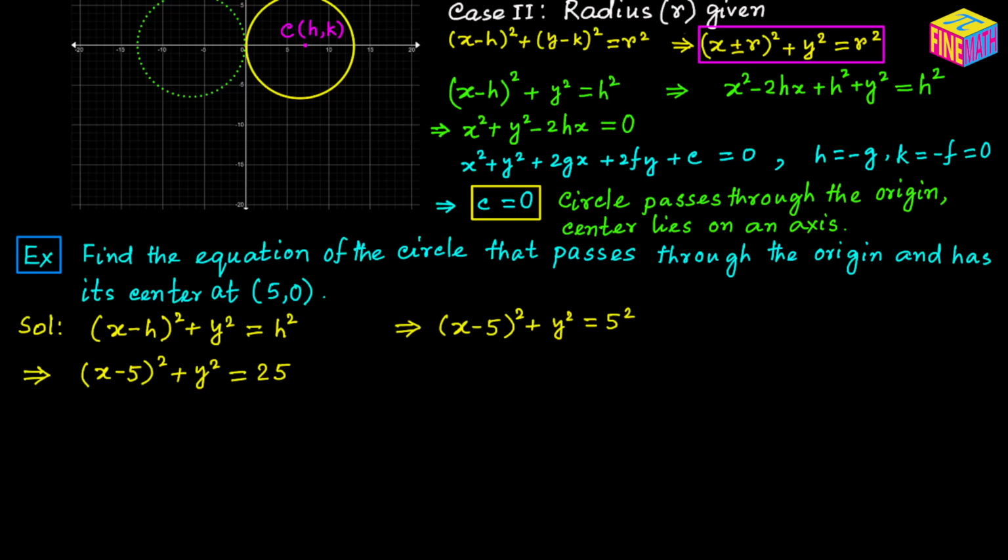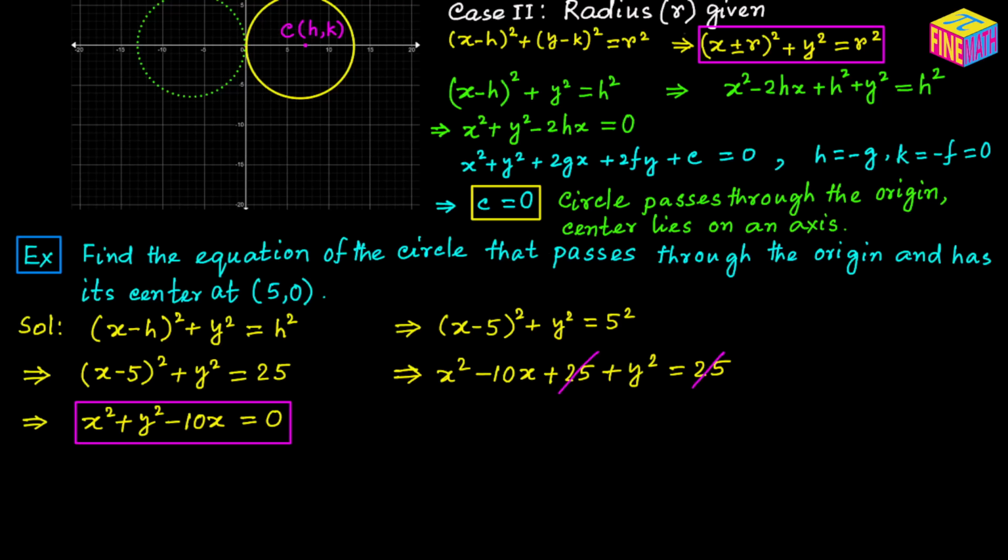And now if we expand the (x minus 5) whole squared, we are going to get something like this: x squared minus 10x plus 25 plus y squared is equal to 25, and then the positive 25 on both sides will cancel out each other, so we are going to be left with x squared plus y squared minus 10x is equal to 0. And that is the answer of this question.